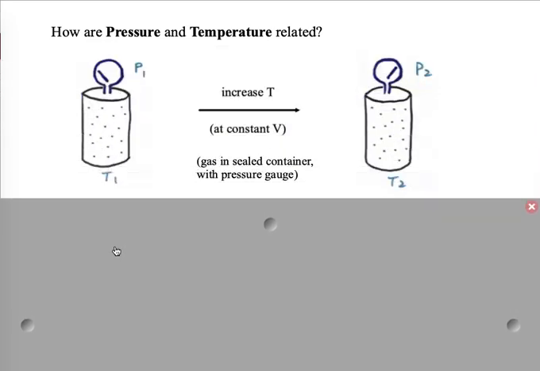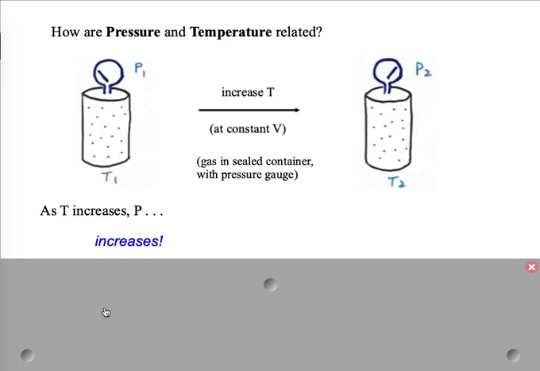Let's do an experiment in which we take a sample of gas in a sealed container, so the volume occupied by the gas is constant, and we have a pressure gauge on top that lets us measure the pressure. What happens to the pressure exerted by the gas as we increase the temperature at constant volume? Well, as you would predict, and it is shown on the little pressure gauge at the top, as the temperature increases, the pressure increases as well.